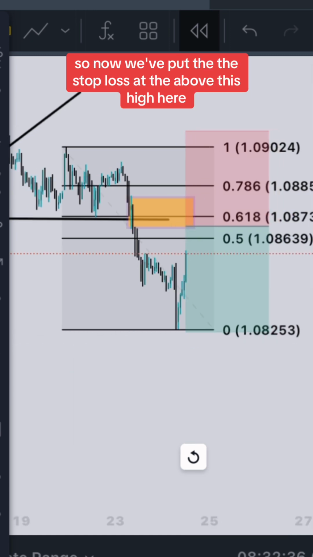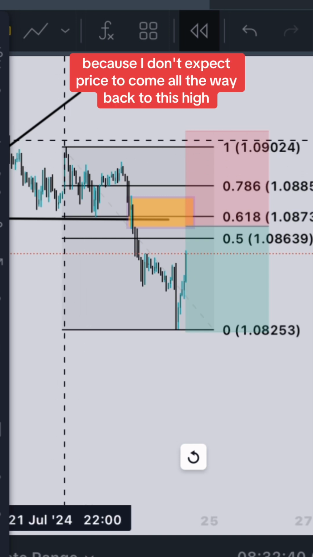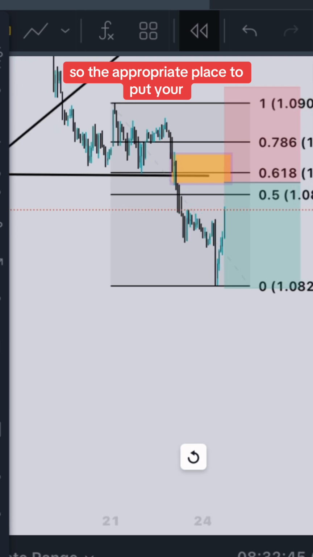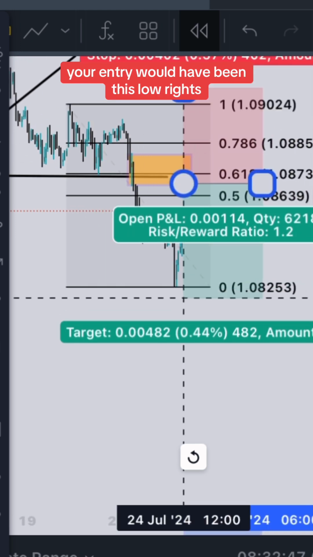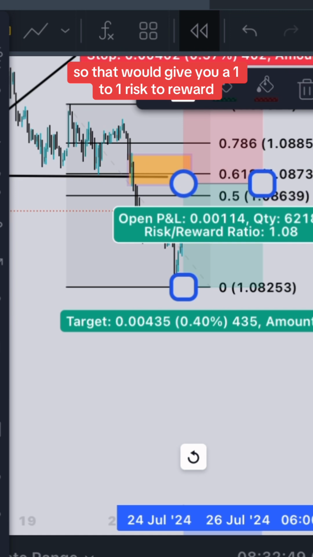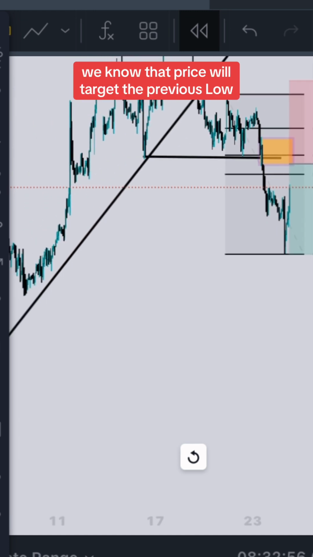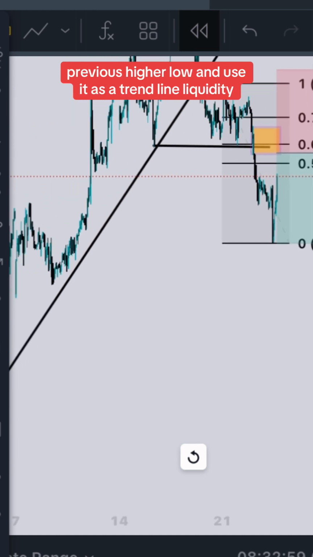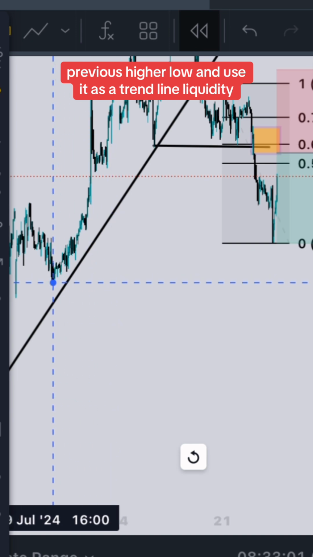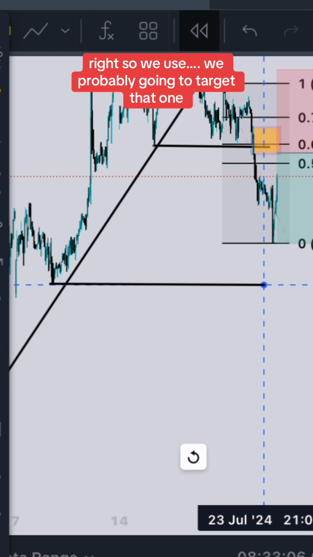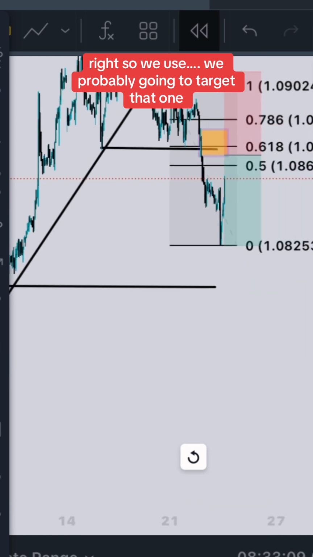So now we've put the stop loss above this high here, because I don't expect price to come all the way back to this high. The appropriate place to put your take profit would have been this low, right? That will give you a 1-to-1 risk to reward. But for the sake of this video, we know that price will target the previous higher low and use it as a trend line liquidity, right? So we're probably going to target that one.